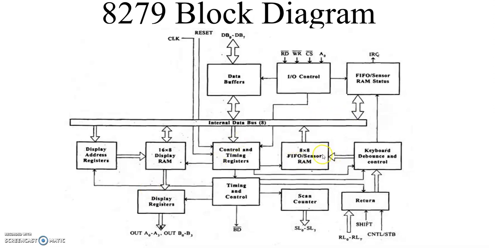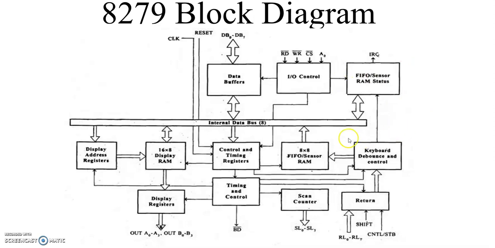Next, FIFO sensor RAM and FIFO sensor RAM status logic. In keyboard or strobed input mode, this block acts as an 8-byte first in first out RAM. Each key code of the pressed key is entered in the order of entry, and in the meantime read by the CPU till the RAM becomes empty. So the status logic generates an interrupt after each FIFO read operation till the FIFO is empty.